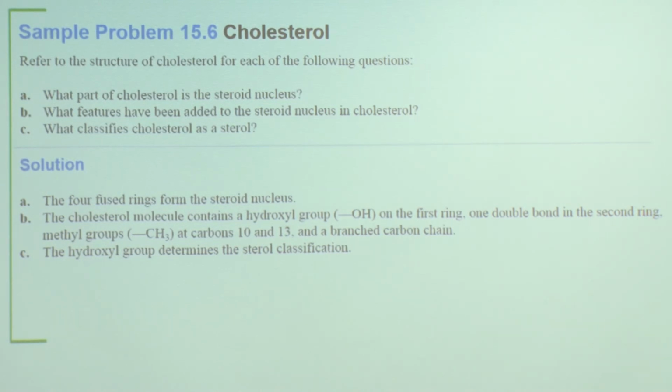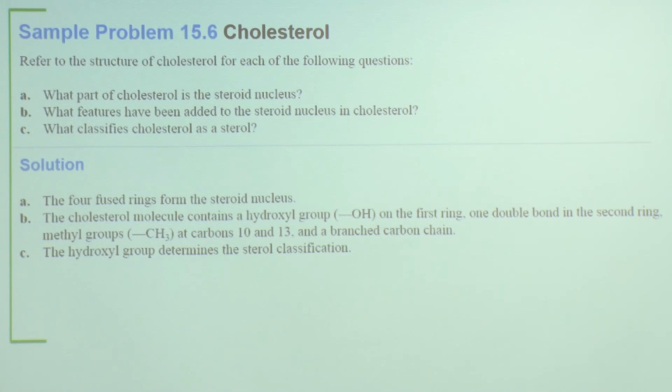Carbon 3 on ring A has the hydroxyl. There's a double bond in the second ring, ring B. There is a methyl group at carbon 10 and a methyl group at carbon 13. And carbon 17 has a branched carbon chain. So these are the features that make a steroid nucleus a cholesterol molecule: the hydroxyl group, the double bond, the 2 methyl groups, and the branched carbon chain. These 4 components, when you add these to the steroid nucleus, you create a cholesterol molecule.